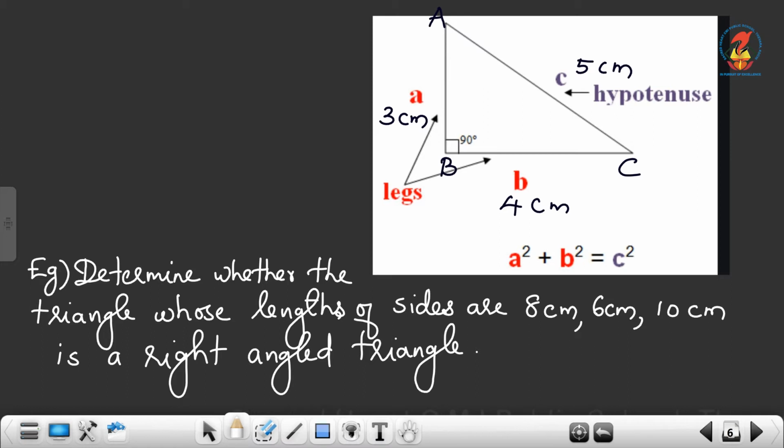Now, consider this right angled triangle ABC, and the lengths of the sides are given. The length of the hypotenuse, that is AC, which is represented by the letter c, is given as 5 centimeter. So we can write AC is equal to 5 centimeter. Then, the length of the legs, AB is equal to 3 centimeter.